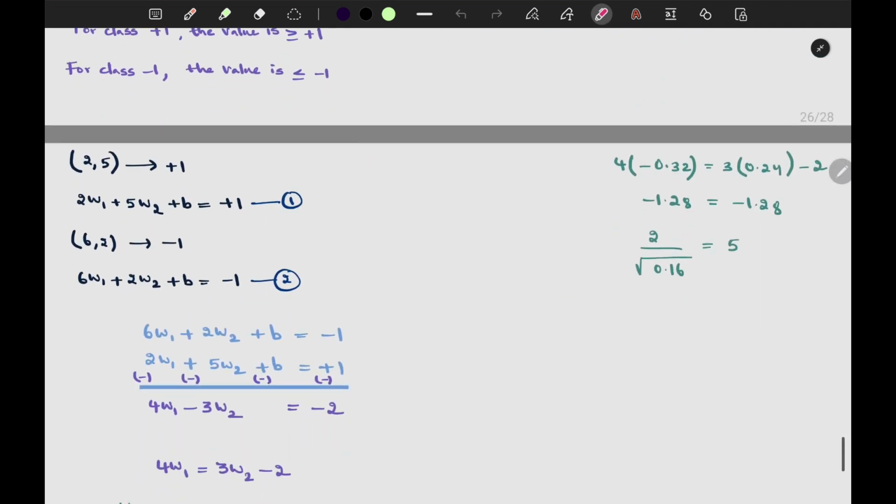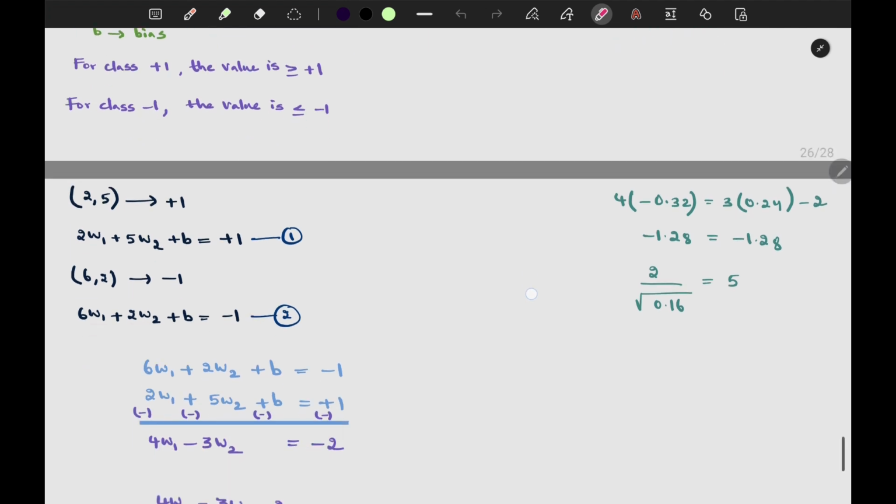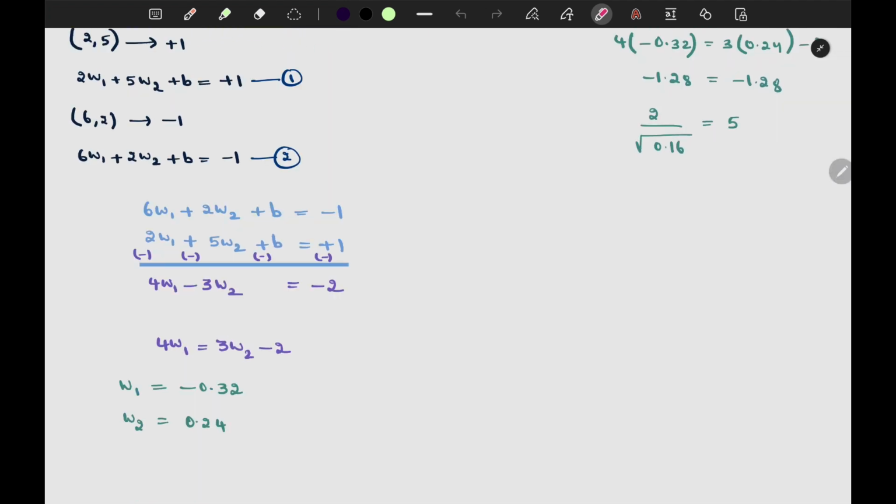After taking this, we already have this equation, which is w1 into x1. So I'm just putting in place of x1 as 2 and in place of x2 as 5, plus bias equals to plus 1. And for negative class classification, I gave 6 into w1 plus 2 into w2 plus bias equals to minus 1. After solving these equations, I got the equation as 4 into w1 is equal to 3 into w2 minus 2. This is the equation. I have calculated these values using Python code, because you will be having multiple values of w1 and w2.